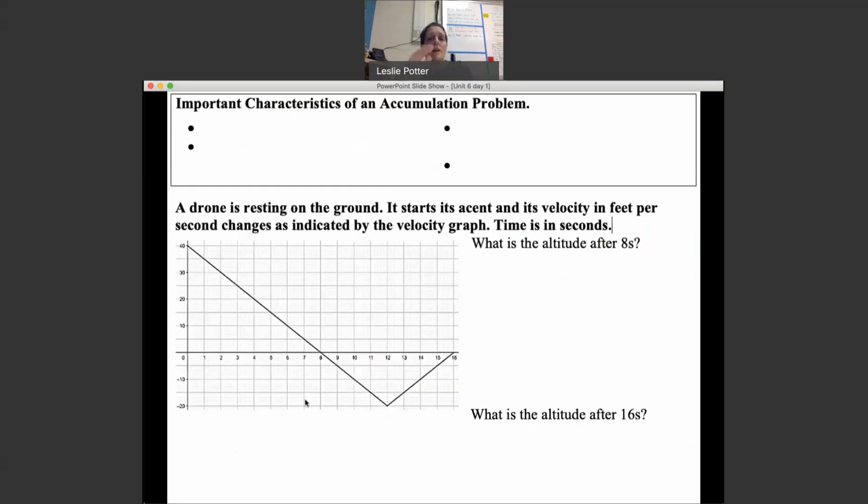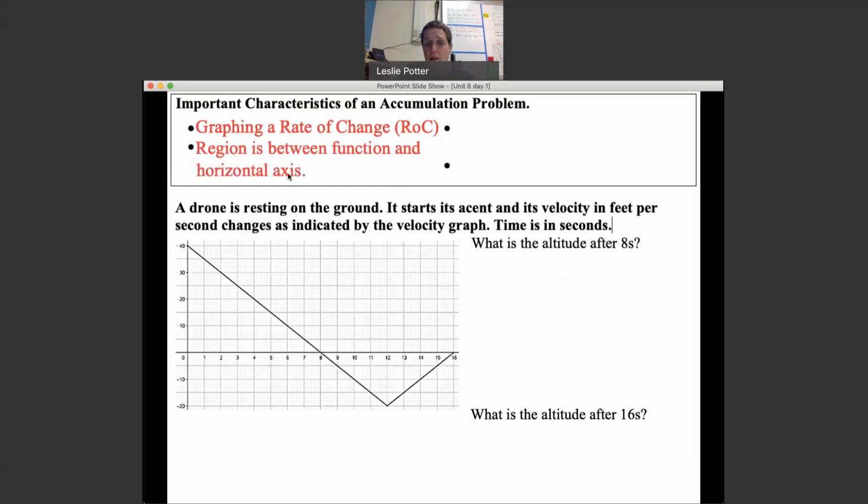Okay, so important characteristics of what we have. Graphing, we are graphing a rate of change, so we are graphing the derivative. We have a region that is between a function and a horizontal axis. So if I look at the function, I've got to find a horizontal axis, and then I need to draw a vertical line to replace the shape. The answer represents a change in the value. Okay? So I can't stress this enough. Using this is really the basis of the rest of the year.